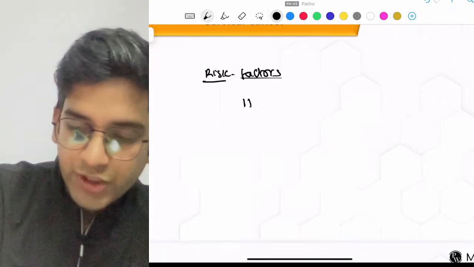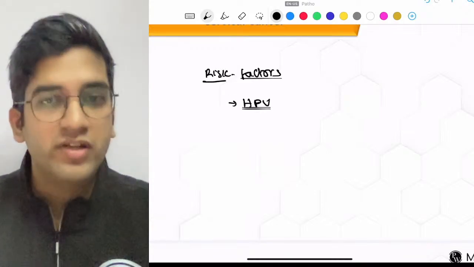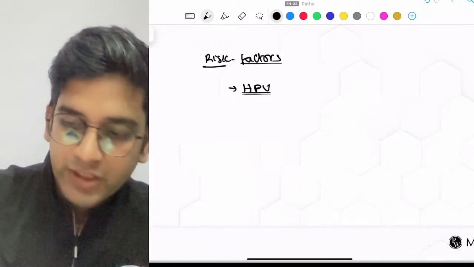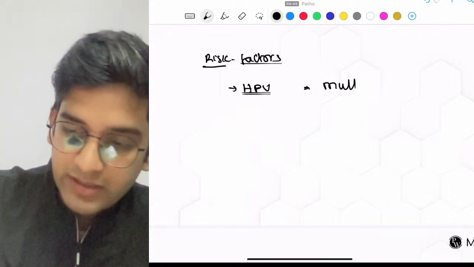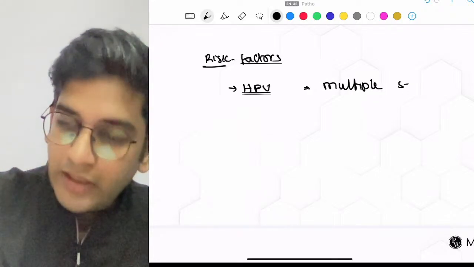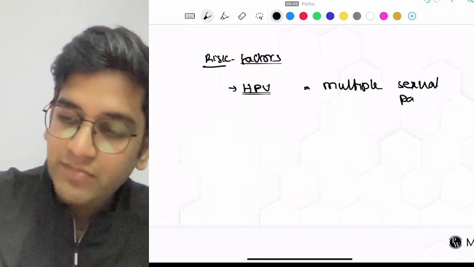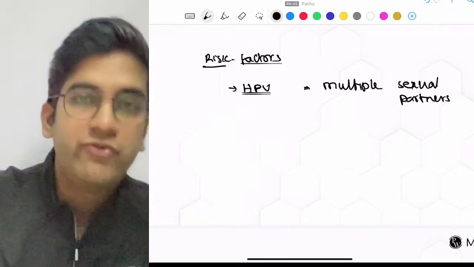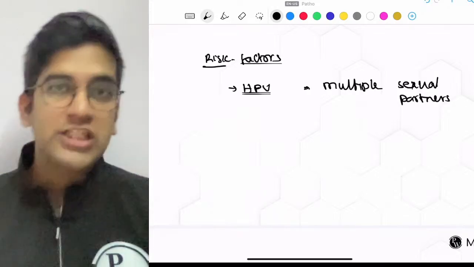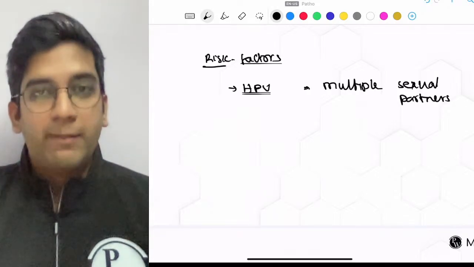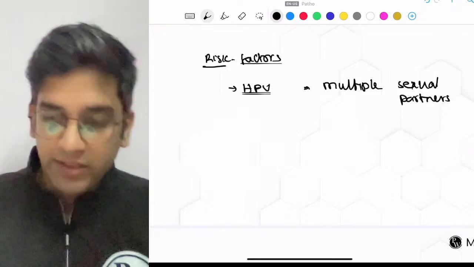So human papillomavirus infection is definitely a very important risk factor. Human papillomavirus can be seen in people with multiple sexual partners. One important thing you have to remember about human papillomavirus is that it doesn't spread via bodily fluids. It spreads via skin to skin contact. So barrier contraceptives will not prevent human papillomavirus and will not be able to prevent cervical cancer. Please do remember that.